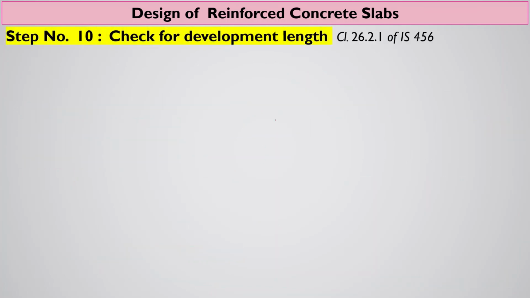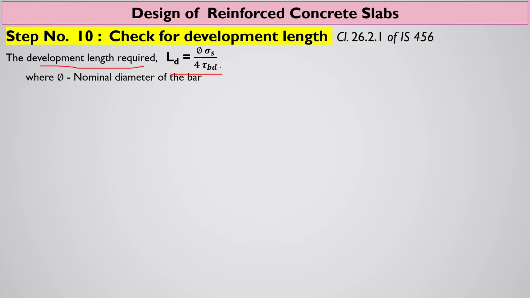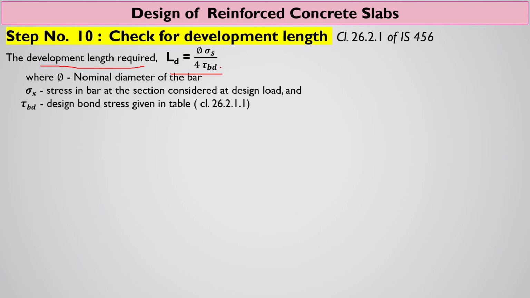Now check for development length. Clause number 26.2.1. As per codal information, development length required can be calculated by this formula, which we have already used in the case of a beam section. Where phi is the nominal diameter of the bar, sigma s is the stress in the bar at the section considered at design load, and tau bd is the design bond stress. You can get the value from the table.